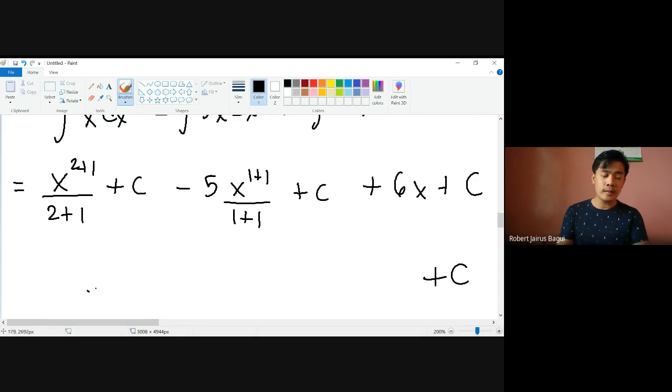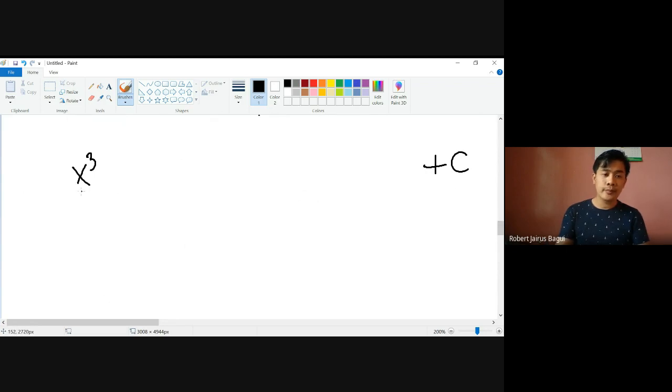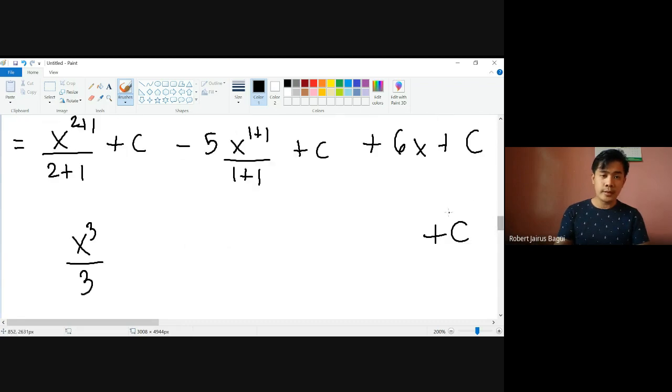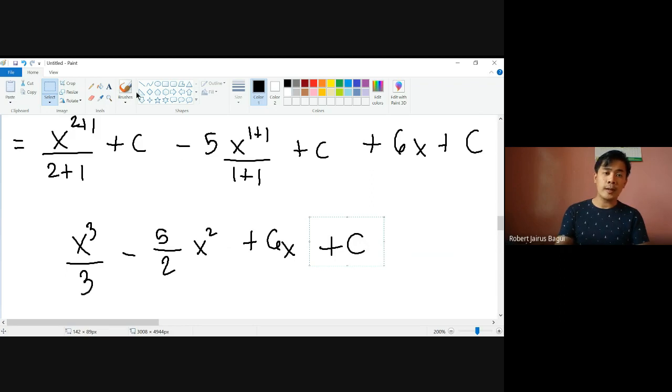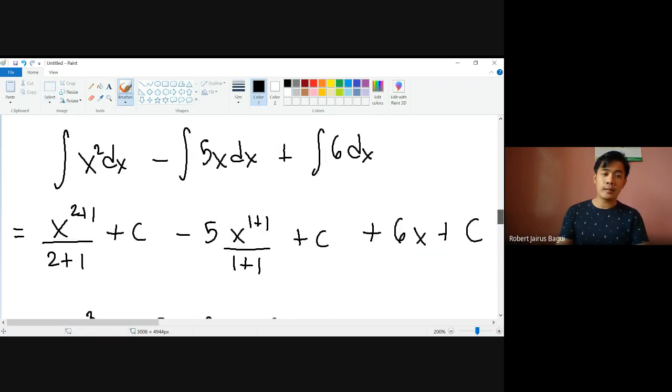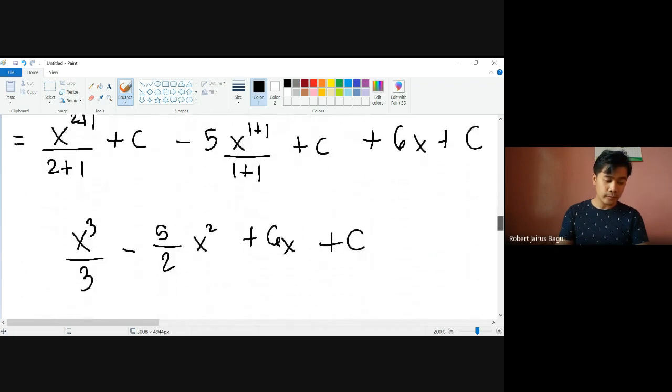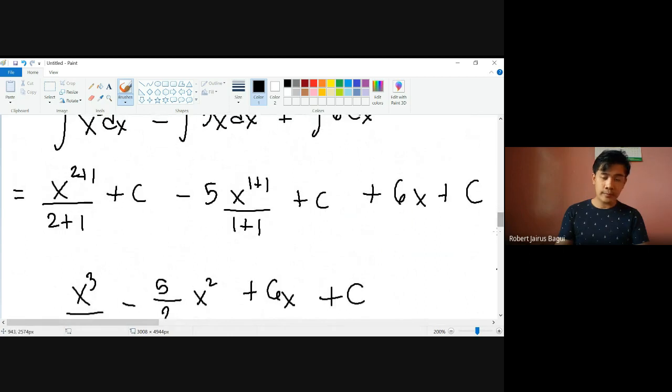So this would be x raised to 3 all over 3. Yung isa ay minus 5 over 2, tapos x raised to 2 plus 6x. Ipon ko lang yung c. So, pinakita ko lang dito na kumbaga parang may distributive property si integral sign pag ganitong isang buong equation.